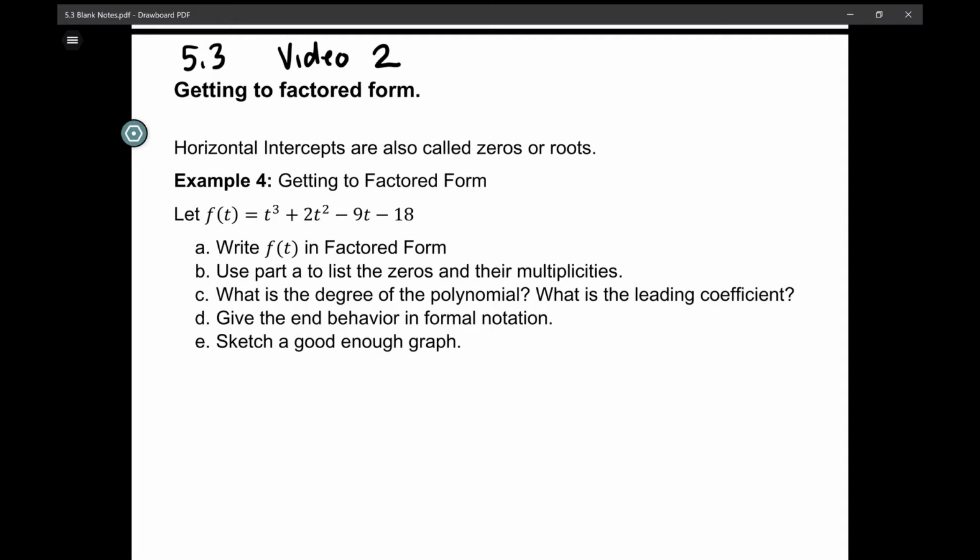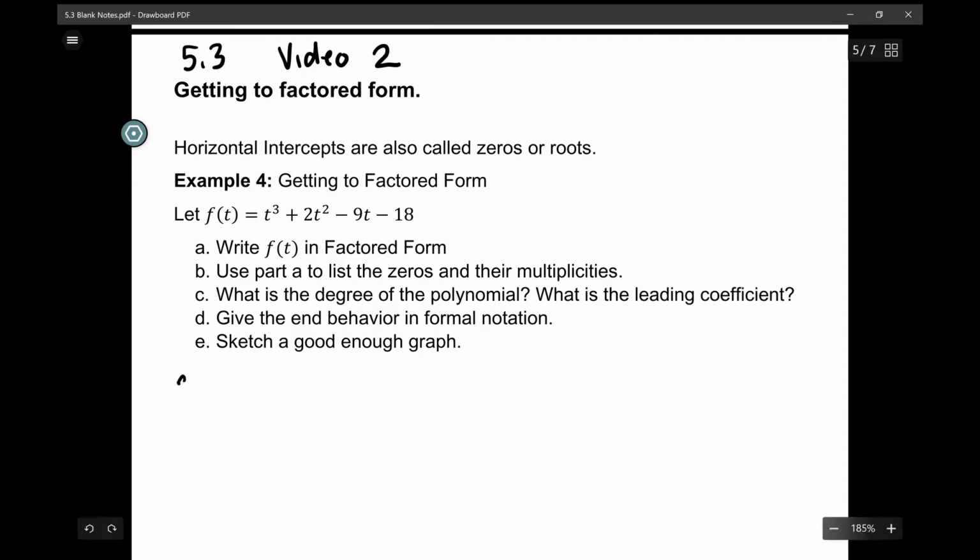In the previous video, we were able to find a bunch of information about a polynomial once it had been put into factored form. We were able to find the roots or the zeros. We were able to find the degree, the leading coefficient, the end behavior, sketch the graph, all that kind of stuff. So how can we do that if we don't have it in factored form? Well, number one, we just factor it. So we're going to practice that.